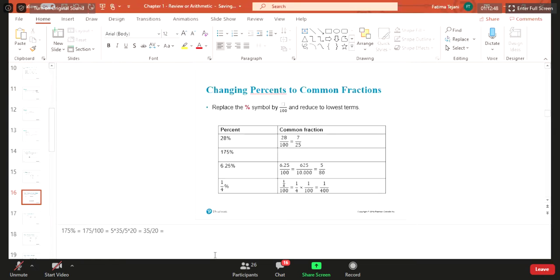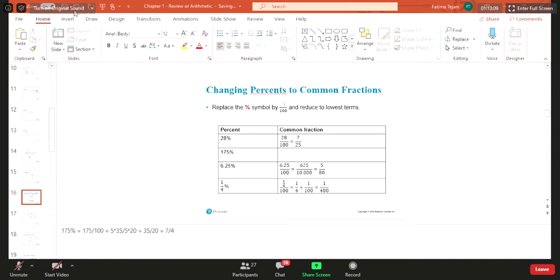Okay. 35 divided by 20. So now 35 divided by 20 can be further reduced to a lower term because 35 is still a bigger number. So can you try with 5 again? 5 sevens are 35 and 5 fours are 20. So 7 by 4. 7/4. Yeah, 7 over 4 is fine.